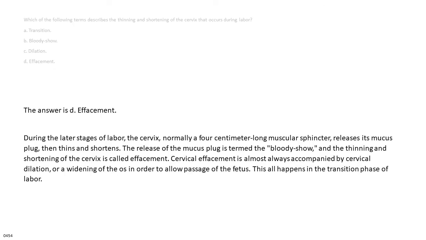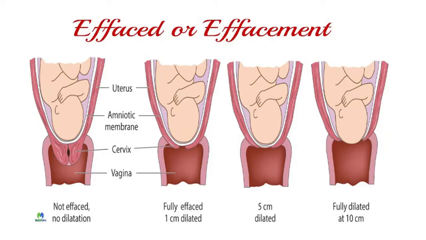The answer is D. Effacement. During the later stages of labor, the cervix, normally a 4 cm long muscular sphincter, releases its mucus plug, then thins and shortens. The release of the mucus plug is termed the bloody show, and the thinning and shortening of the cervix is called effacement. Cervical effacement is almost always accompanied by cervical dilation, or a widening of the os in order to allow passage of the fetus. This all happens in the transition phase of labor.